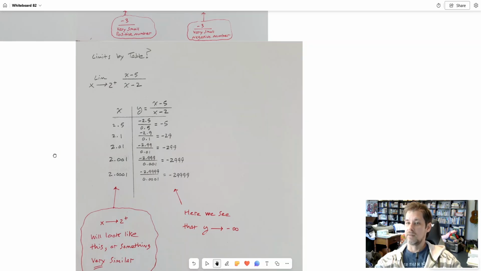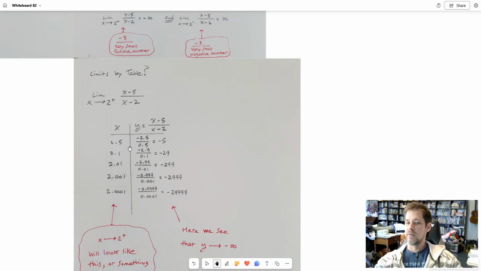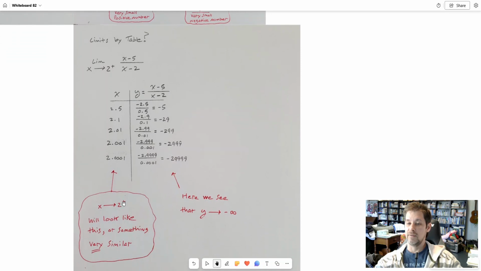Now notice, as I was saying up here, for such numbers, on top we get about -3, but on the bottom we get progressively smaller positive numbers. Sure enough, when you do the division each time, I get a bigger and bigger negative answer. So yeah, if x goes to 2 from the right, I see y goes to negative infinity.